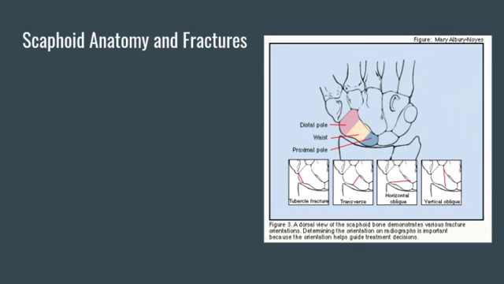The scaphoid bone is especially vulnerable to fractures. It is the most common carpal bone to be involved in fractures, as about 60% of carpal fractures and about 11% of all hand fractures are scaphoid fractures.